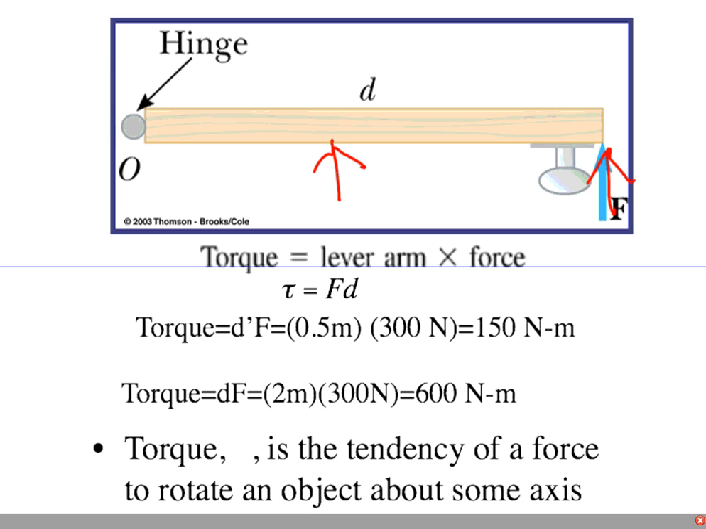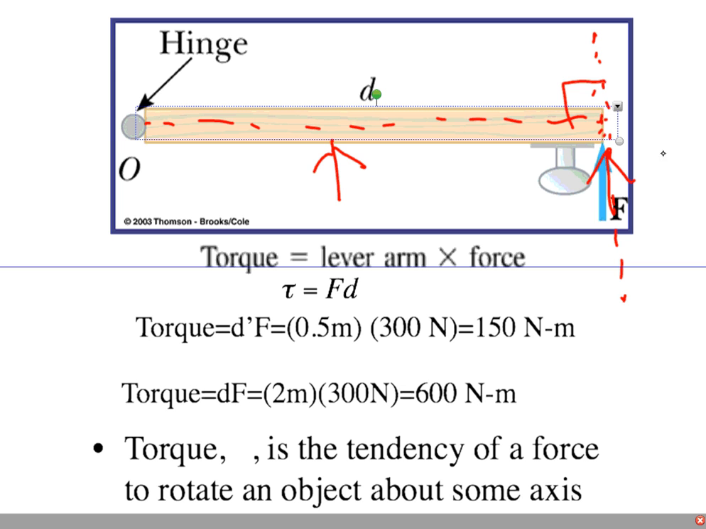So the thing that causes rotation is a torque. The torque is a product of the lever arm times the force. The lever arm being the perpendicular distance from the line of action of the force. That's this line right here. The perpendicular distance from that line to the center of rotation. This is that distance right here. Actually, it's D. This is the perpendicular distance from that line to the axis of rotation.